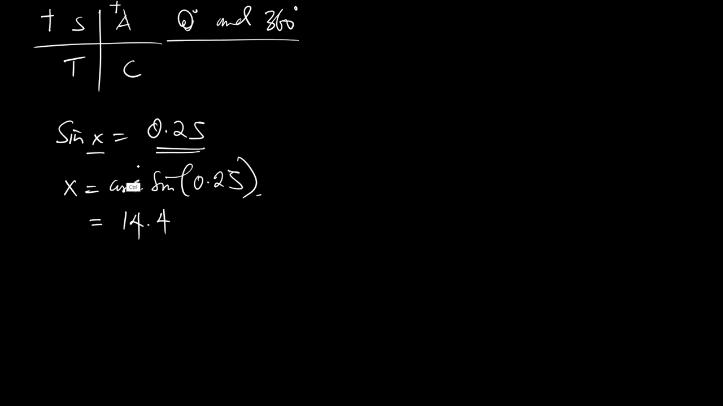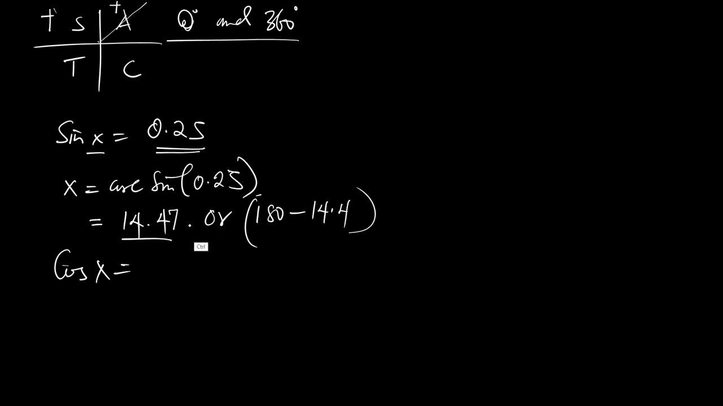So since we have 14.4 when it is on the first quadrant, when it is on the second quadrant, it will be 180 minus 14.4. So this should be roughly 14.7. Let me just say 14.7. Now if you subtract it, it will give us 165.53 degrees. So these are the two options.